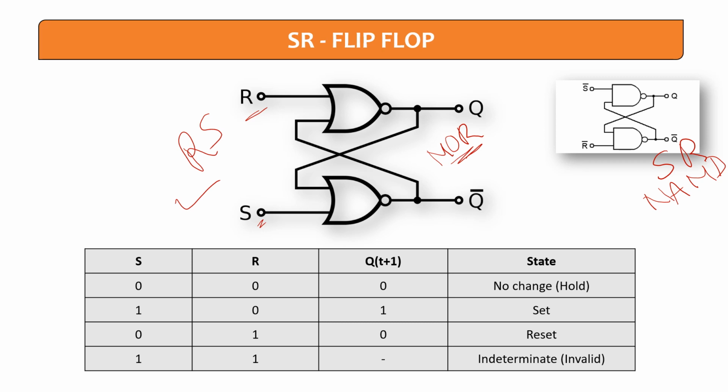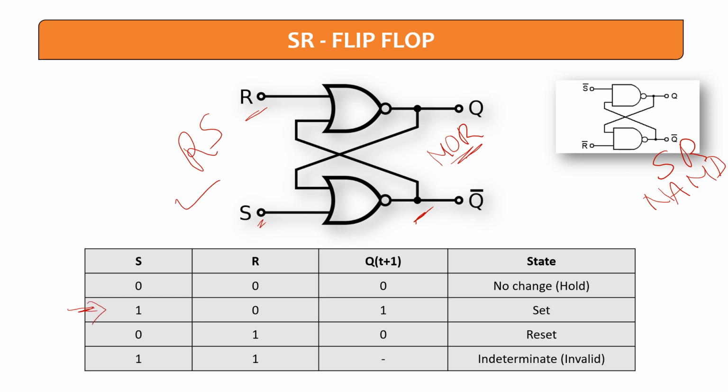To understand the operation of the RS flip-flop, we will consider this logic diagram, and simultaneously we will understand the truth table of this SR flip-flop. You can see there are 4 columns: S, R, Q of t plus 1, and state. So now let's understand: if I have S equal to 1 and R equal to 0, we are talking about this phase.